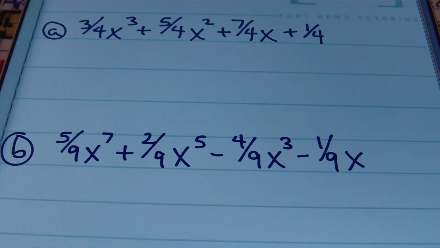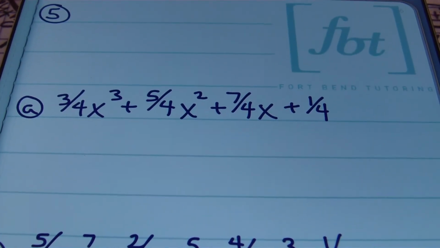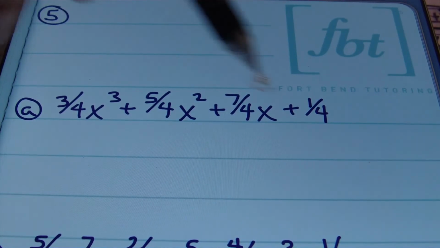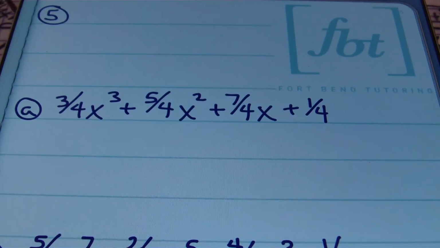All right, let's see what's next. We have problem number 5 here. And in problem number 5A, we have 3/4 x cubed plus 5/4 x squared plus 7/4 x plus 1/4. A lot of fourths going along, right? So if you were listening, you should have heard fourth in every single term. And remember, we have 4 terms here because terms are separated by plus or minus signs. So I have 3/4 x cubed as a term, 5/4 x squared as a term, 7/4 x as a term, and 1/4 as a term.